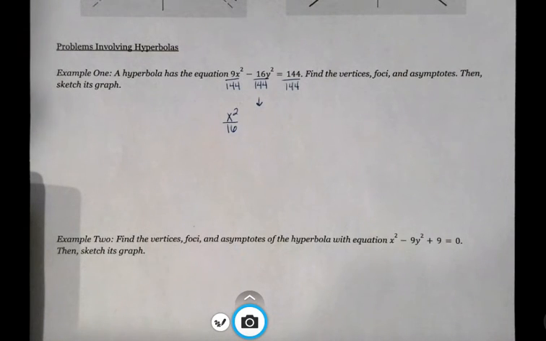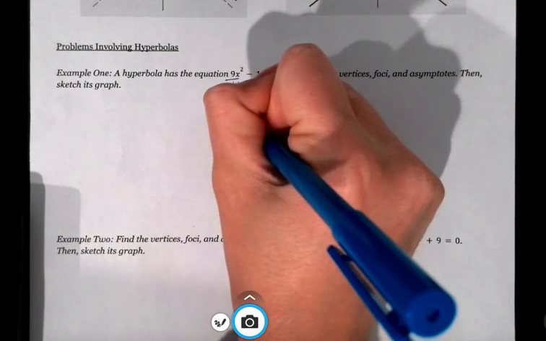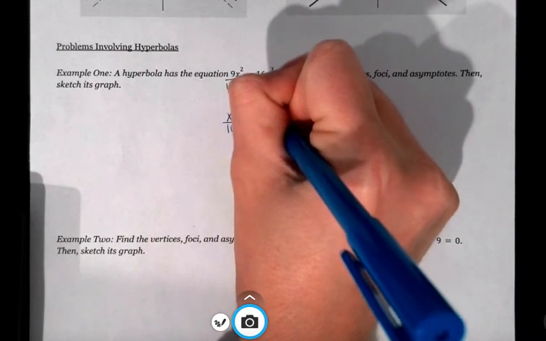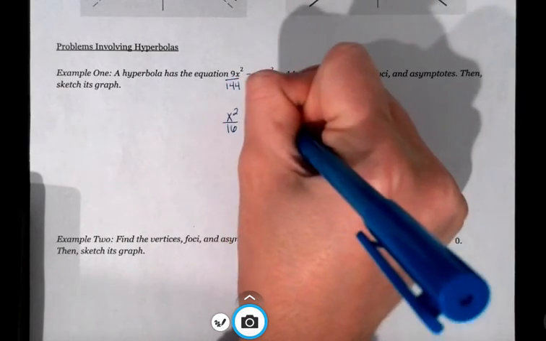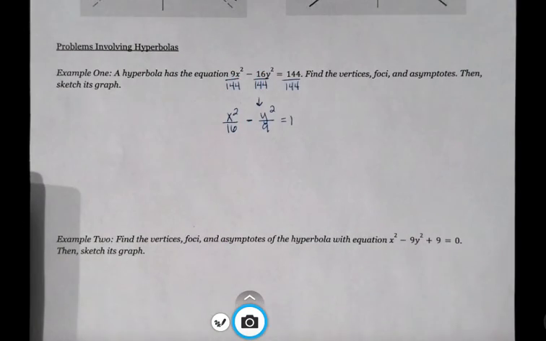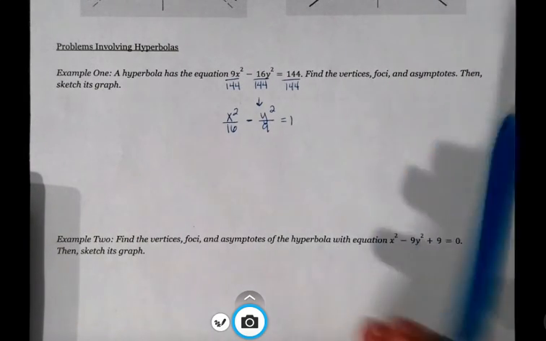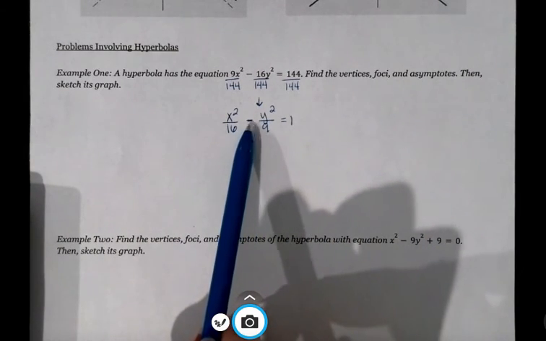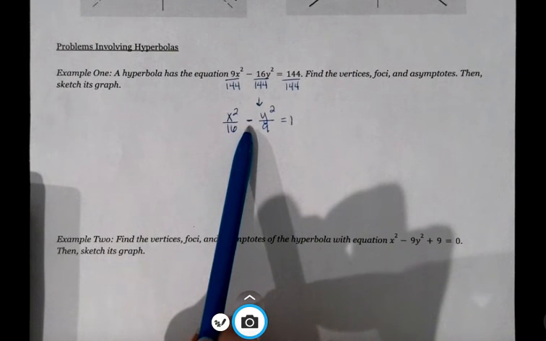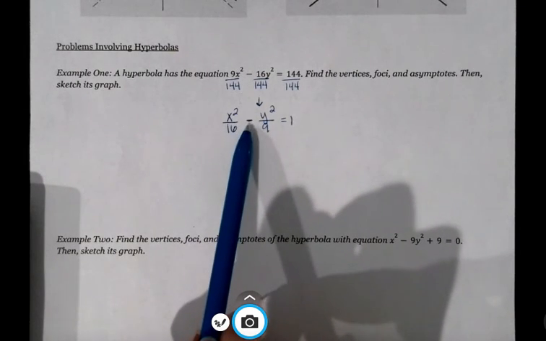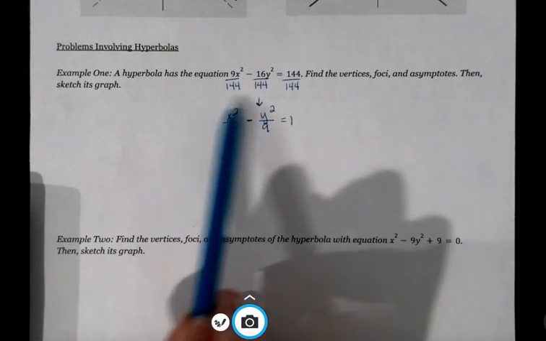And then I can do that for the next one as well. So 16 divided by 144. When I convert that back into a fraction, I get 1/9. So I have x squared over 16 minus y squared over 9 equals 1. Something that I want to point out with a hyperbola is that we have a minus sign here. In an ellipse, it was a plus. For a hyperbola, it is minus. So this is my equation.